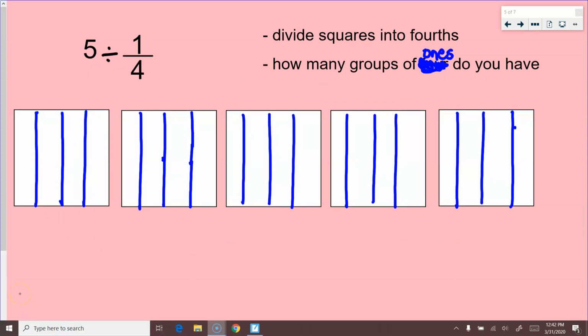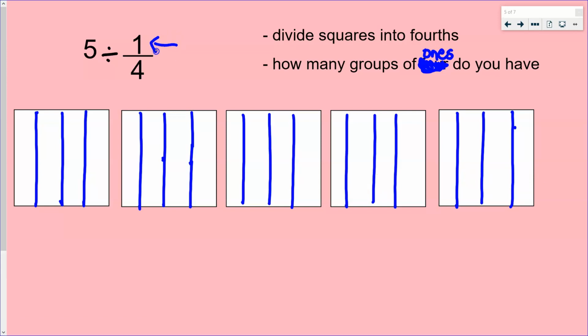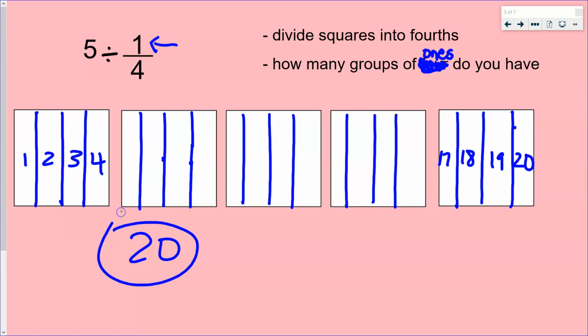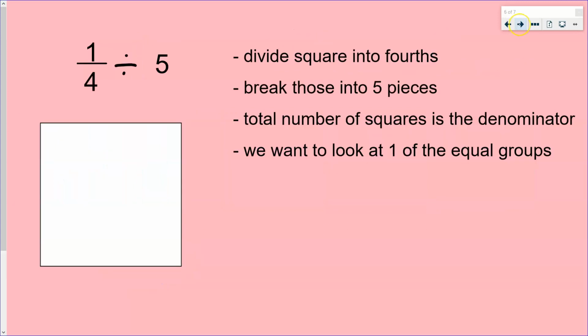All right, so let's do this one. Here we have 5 divided by 1/4. So I divided the squares into fourths to save some time. And now I want to know how many groups of 1s. I have to look at this numerator that I have. So if I count all these up, I'm not going to write all these out, but you get the gist of it. There is 20 groups of 1. So that actually is my answer. 5 divided by 1/4 is 20. Okay, let's do another one.